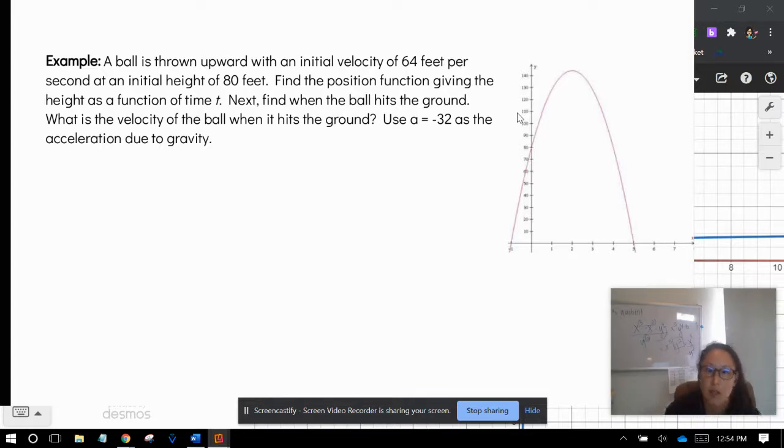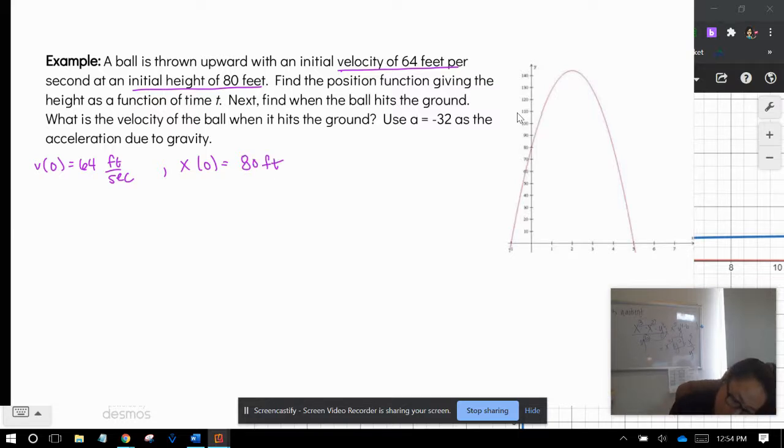Next, find when the ball hits the ground. What is the velocity of the ball when it hits the ground? Use a equal to 32 as the acceleration due to gravity. So I got a lot of information here. The initial velocity is 64 feet per second, so v of 0 is equal to 64 feet per second. Other given information is the initial height, so x of 0 is equal to 80 feet.